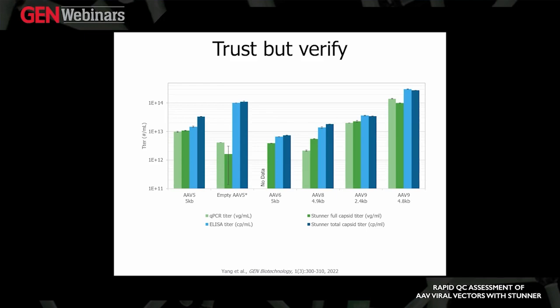Reproducibility for Stunner's total titers was similar to ELISA titers, with CVs at 4% and below for Stunner and below 6% for ELISA. While not fully explored in this paper, differences between these assays can also be used to learn more about an AAV sample in complementary and orthogonal ways.